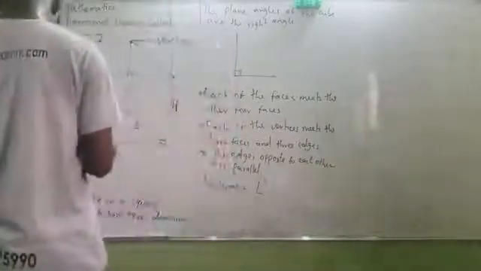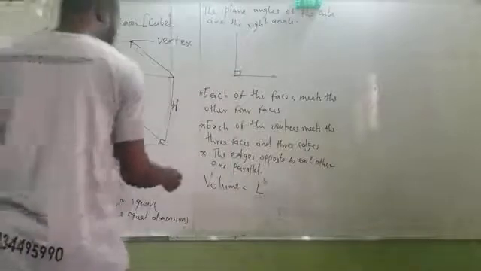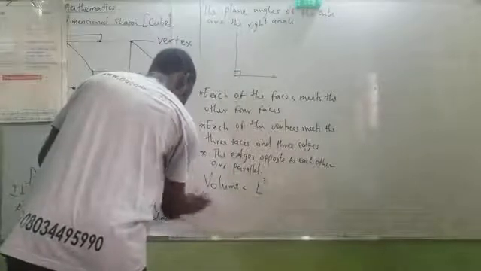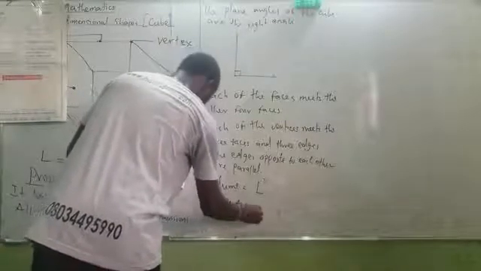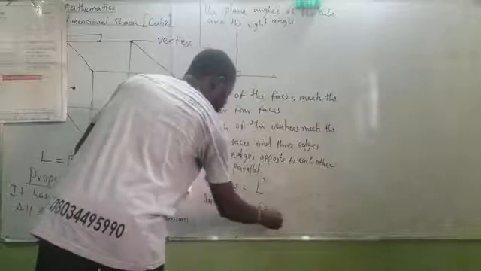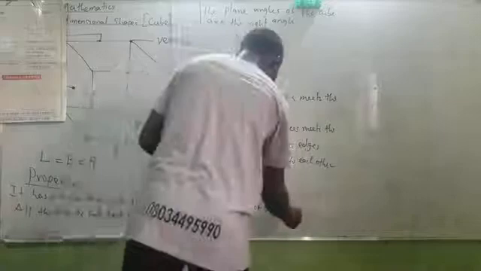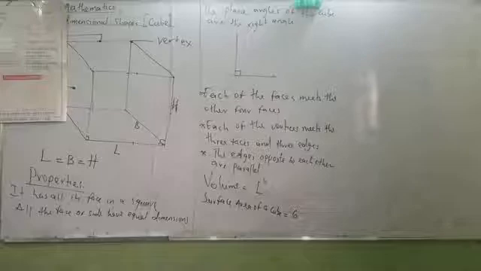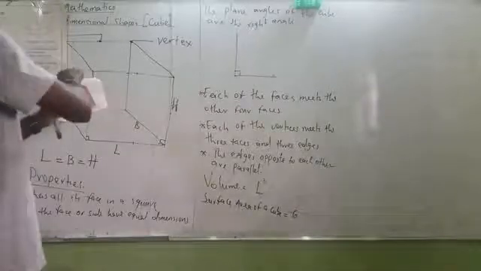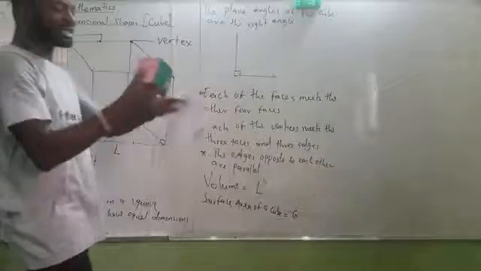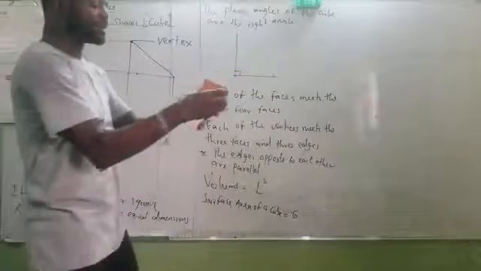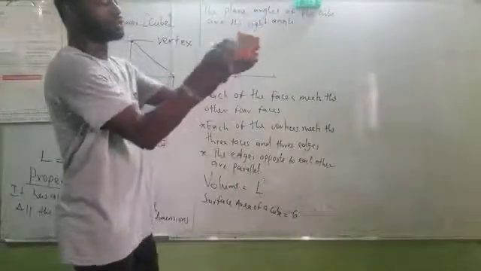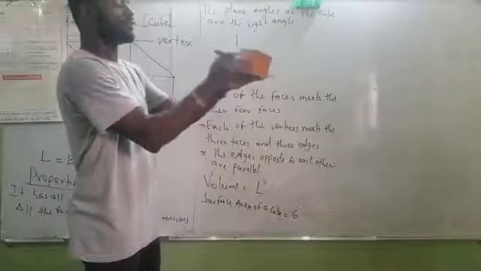Now, another thing we want to work on is the surface area of a cube. The surface area of a cube will be equal to 6. Now, why are we talking about 6? Can you see that 1, 2, 3, 4, 5, 6? Sorry, let me leave this paper behind. Now, I have 6 faces.